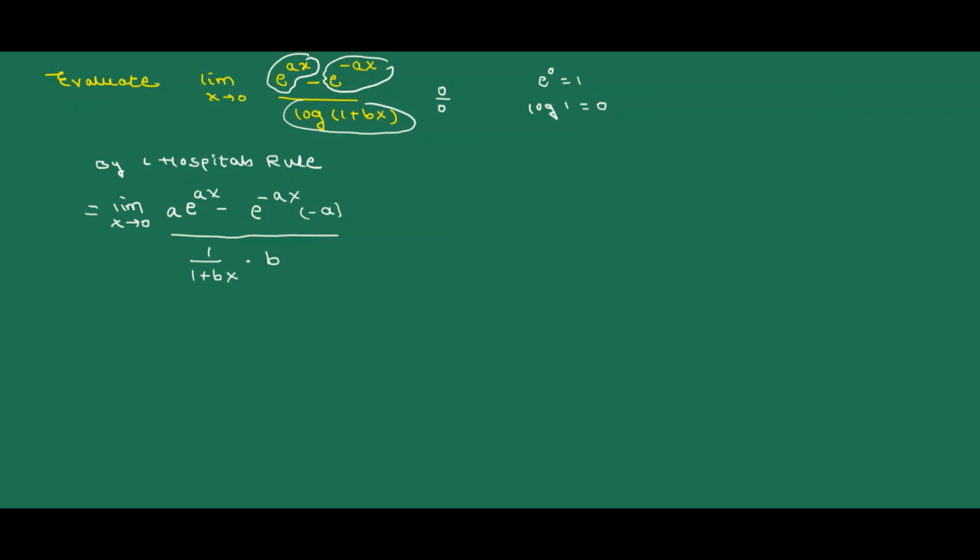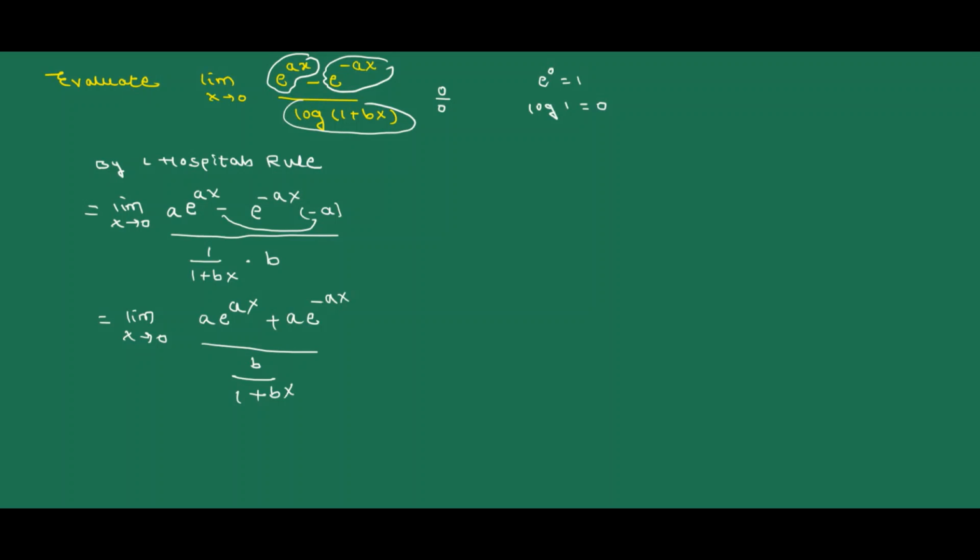The same term we can also write as limit x tends to 0 of a into e raised to ax, then this minus into minus a, that is plus a into e raised to minus ax, divided by b divided by 1 plus bx.